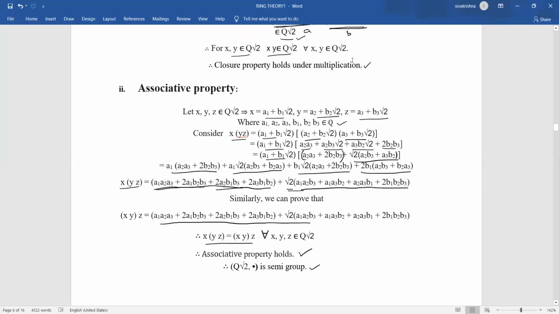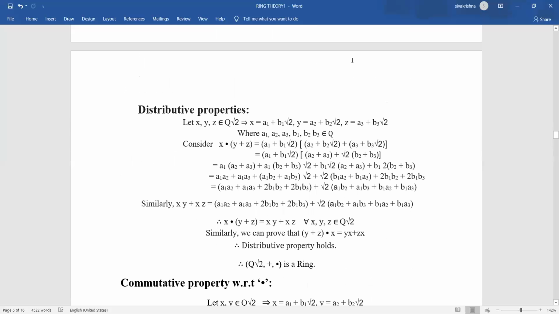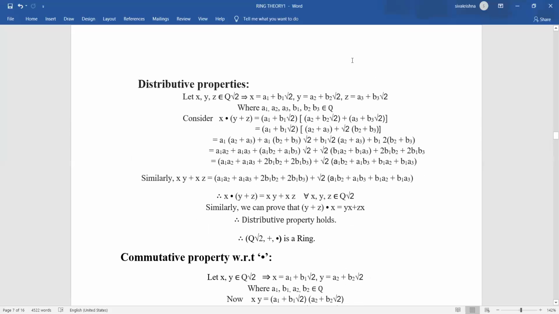Okay. So after that we have to prove the distributive properties in the ring definition. For the distributive properties also we have to consider three elements. So I consider x comma y comma z, and I am writing x as a1 plus b1 root 2, and similarly y and z, where a1 a2 a3 and b1 b2 b3 are rational numbers, right? So in the distributive property we have to consider x dot of y plus z. This is the left distributive property. So we have to write the values of x, y plus z.